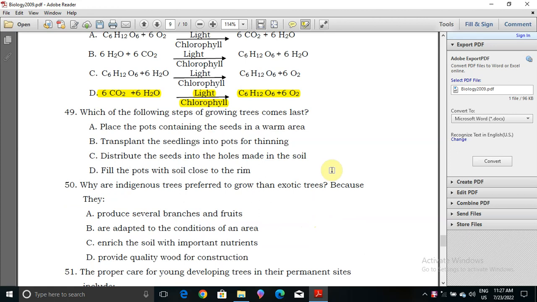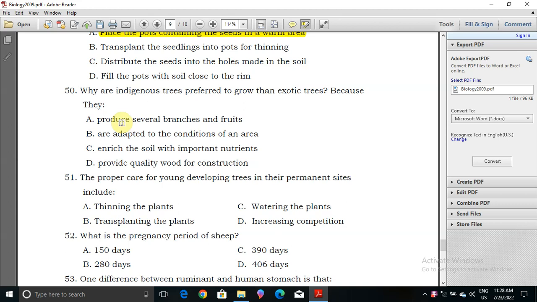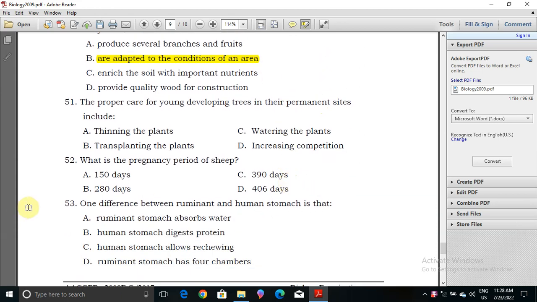Now question number 49. Which of the following steps in growing trees comes last? It will be placing the pots containing the seeds in a warm area. This is the correct answer for question number 49. Why? Because it says the step that comes last in growing trees. Okay, now question number 50. Why are indigenous trees preferred to exotic trees? Because they are adapted to the conditions of an area. Now question number 51. The proper care for young developing trees in their permanent sites includes what? It includes watering the plants.